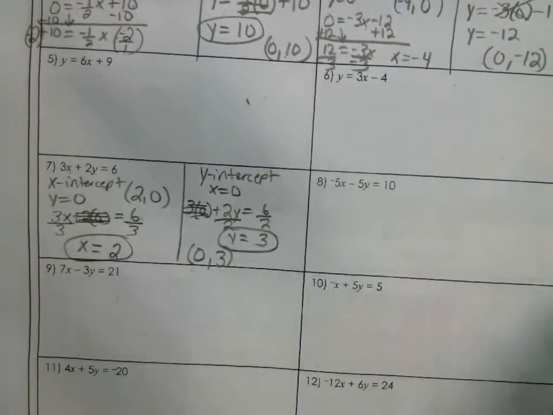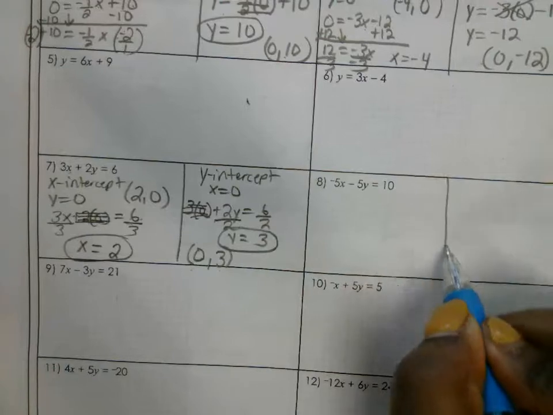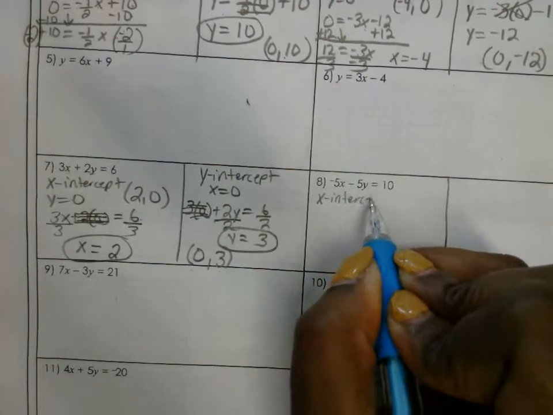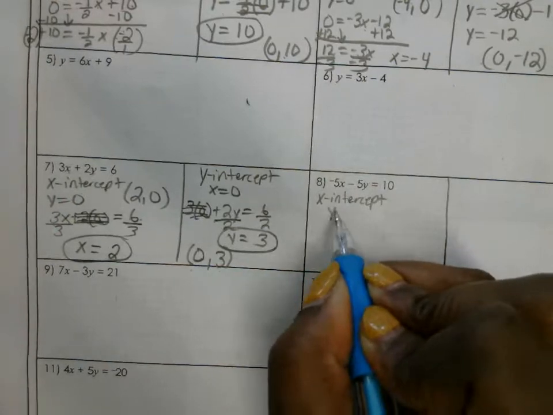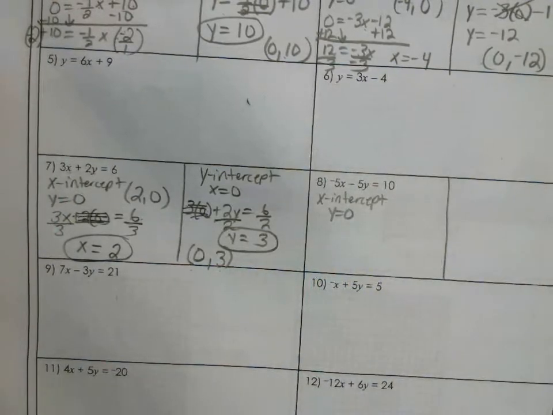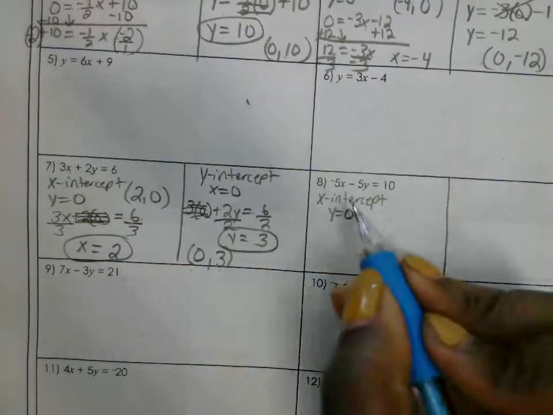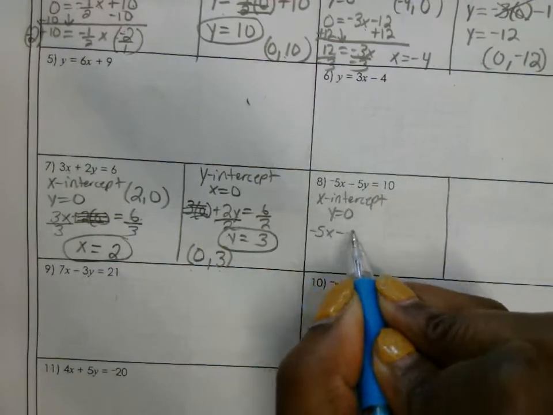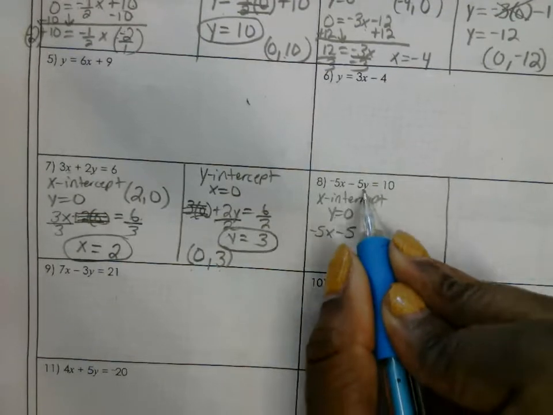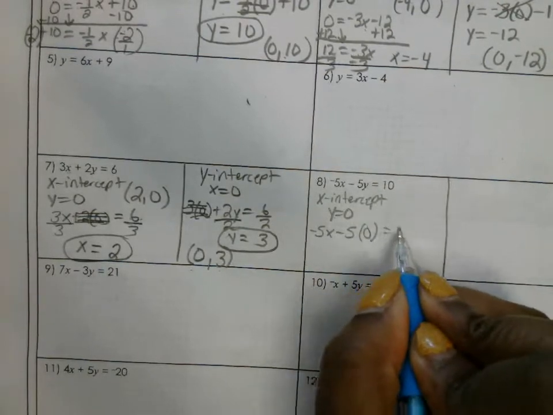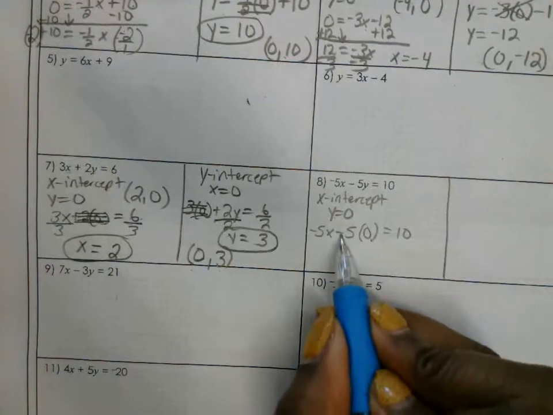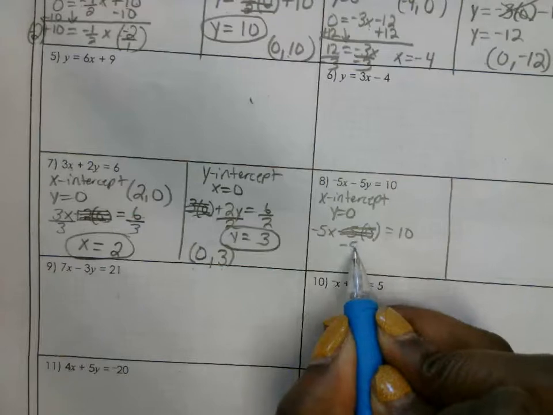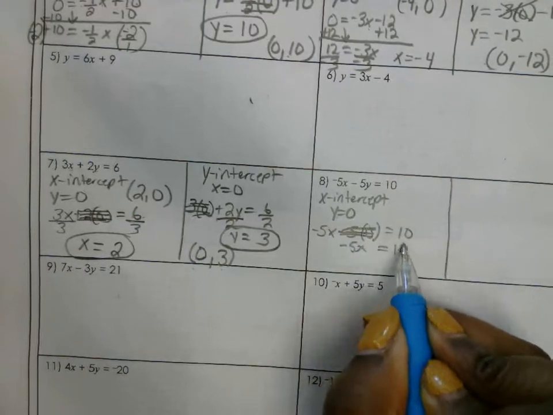All right, let's do number 8. Doing the same thing again, okay? X-intercept, your y is equal to 0. If it crosses the x-axis, that means your y is 0. So let's plug in 0 for y. Negative 5x minus 5 times 0, put 0 in the place of y, is equal to 10. Negative 5 times 0 is going to be 0. Okay, we got negative 5x is equal to 10.